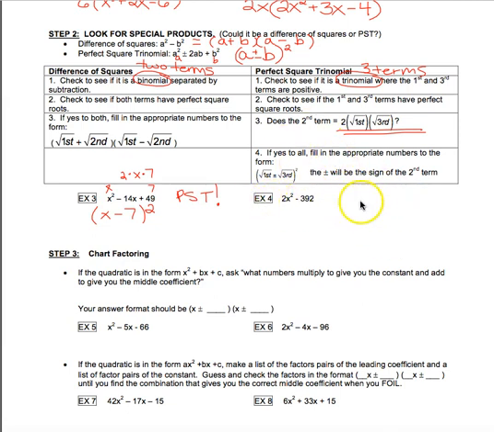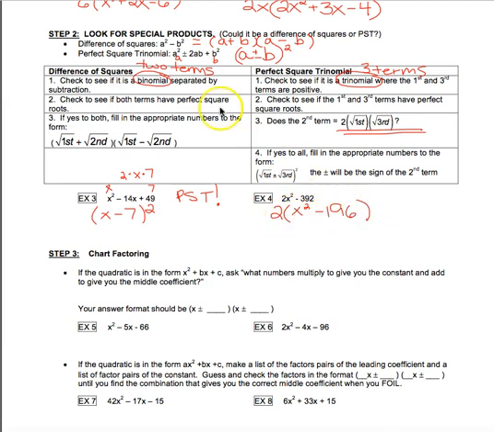Example 4. Step 1 is always the GCF. So I look, these are both even numbers, which means they have to have a GCF of at least 2. So I take the 2 out in front, so that's my GCF. 2x squared divided by 2 is x squared. Negative 392 divided by 2 is negative 196. So now that I've taken out a GCF, now I check what's left.